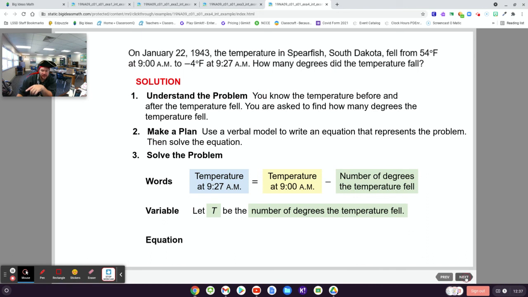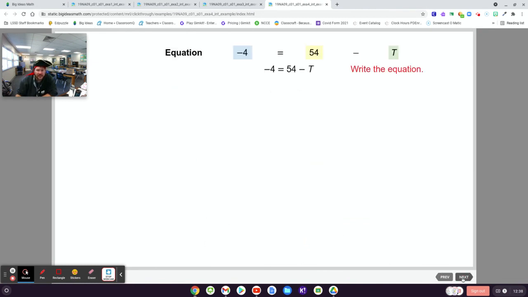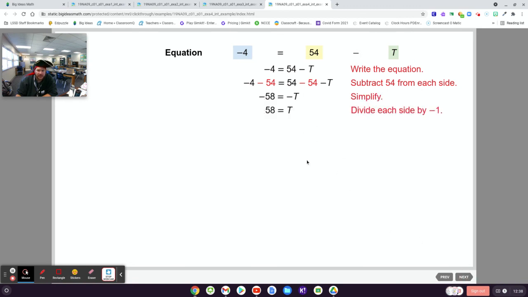That's our variable. So we know that negative 4, which is the temperature at 9:27, equals 54 to begin with, minus the amount that it fell, minus T. And then you can solve this. So when you solve this, you'll find out that T equals 58. Okay, and go ahead and look through these steps, see if it makes sense. So 58 degrees is how much it fell.